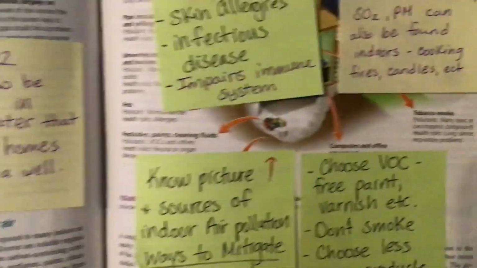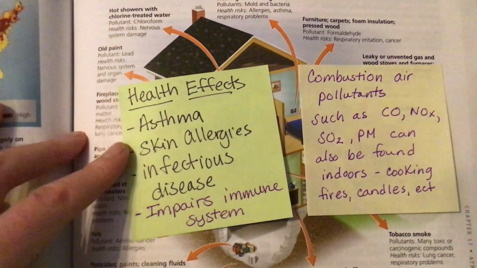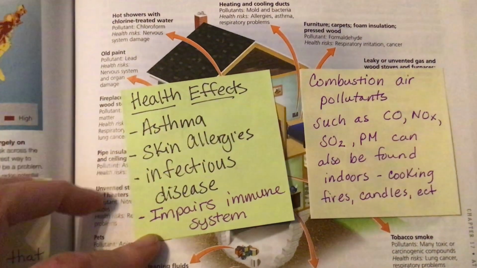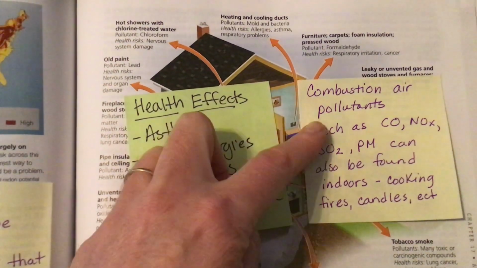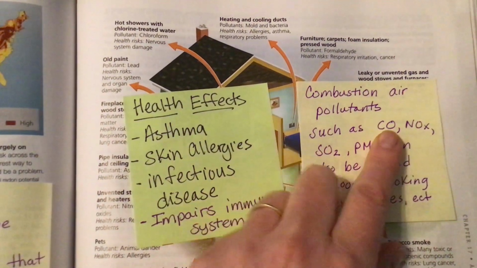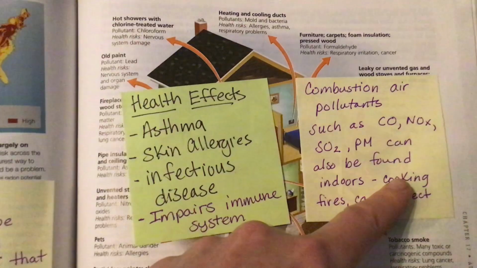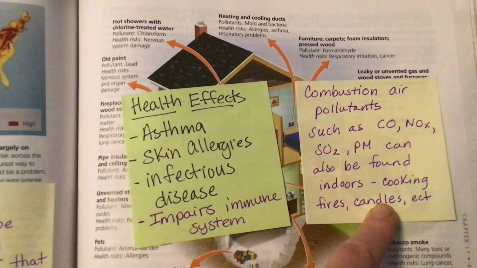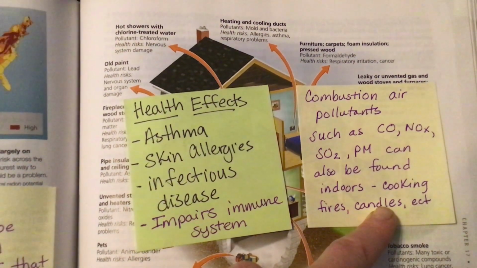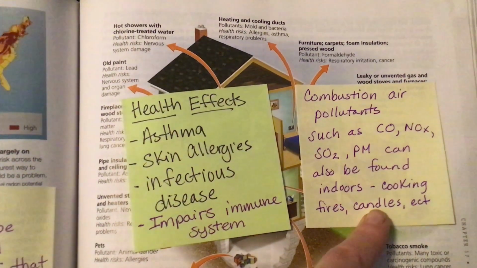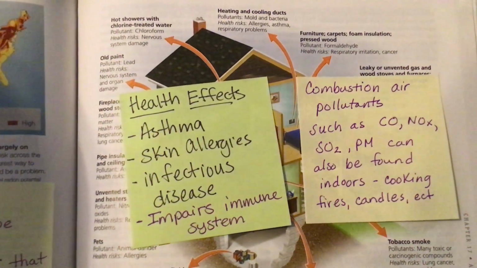Going on to page 477, health effects of indoor air pollutants include asthma, skin allergies, and infectious disease. It impairs the immune system. Some types of indoor air pollutants are outdoor air pollutants. We talked about these as outdoor air pollutants, but they can also be found indoors. If people have indoor cooking fires, even things like candles in our house actually produce air pollution. Kind of crazy, but they do. When you burn a candle in your house, you are releasing VOCs and particulate matter. It's kind of crazy, but true.